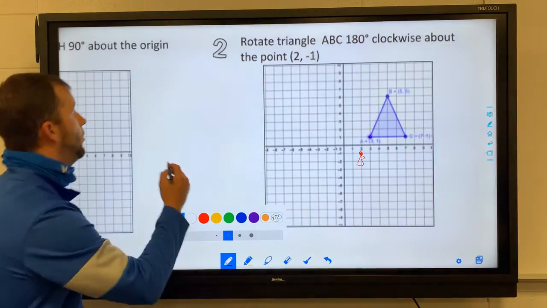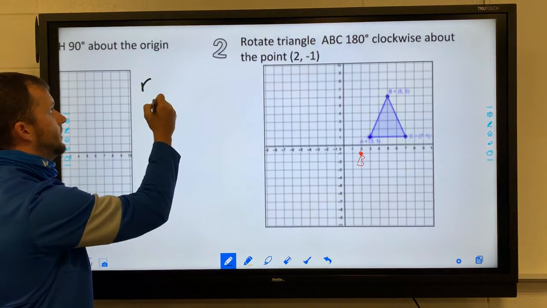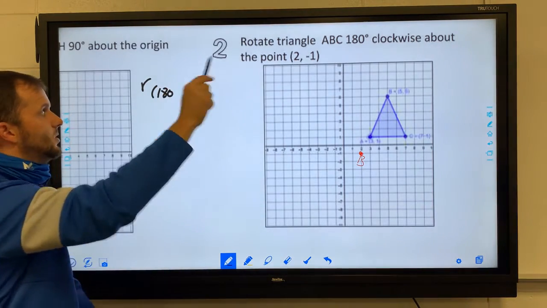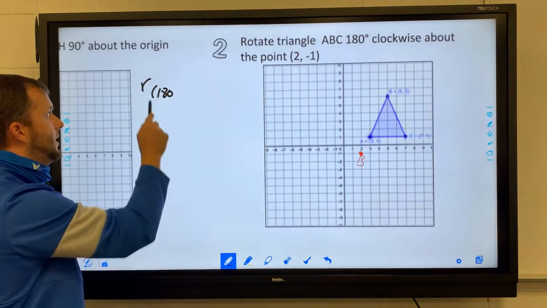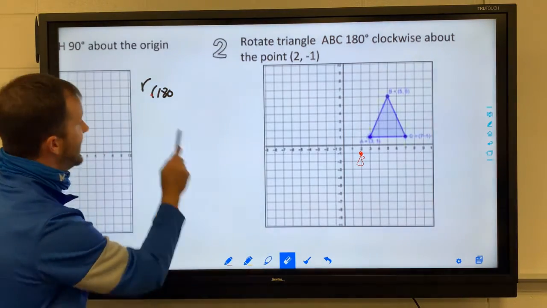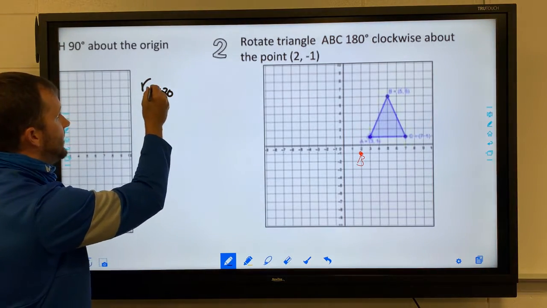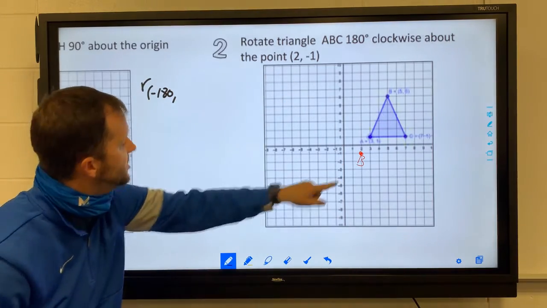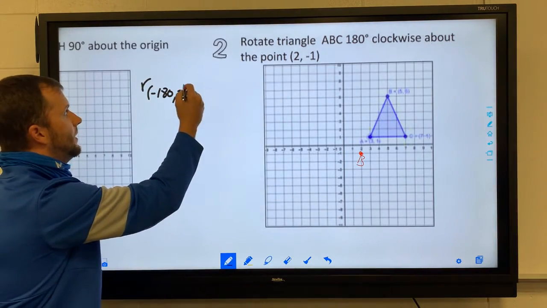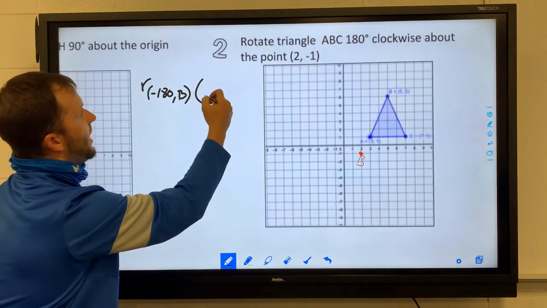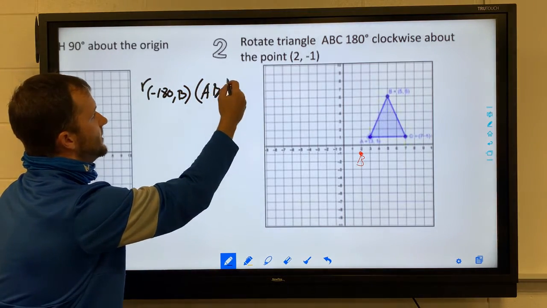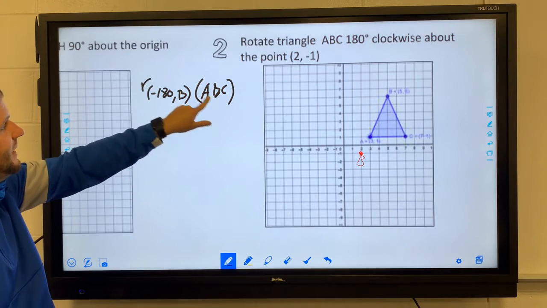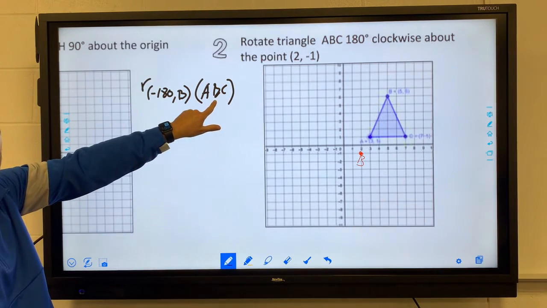So again, we're going to rotate. It says 180 degrees clockwise. So clockwise is negative, right? So I'm going to rotate this -180 degrees. And it says about the point (2, -1), which I called point B. I'm going to rotate triangle ABC about that point, okay? So again, rotate -180 about B around ABC here, okay?